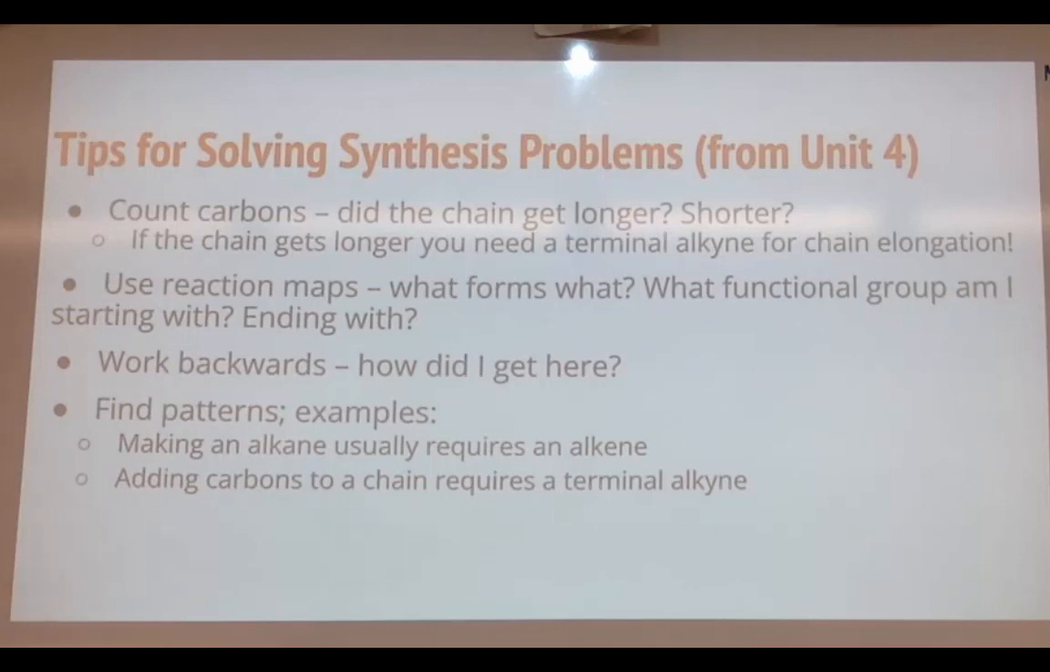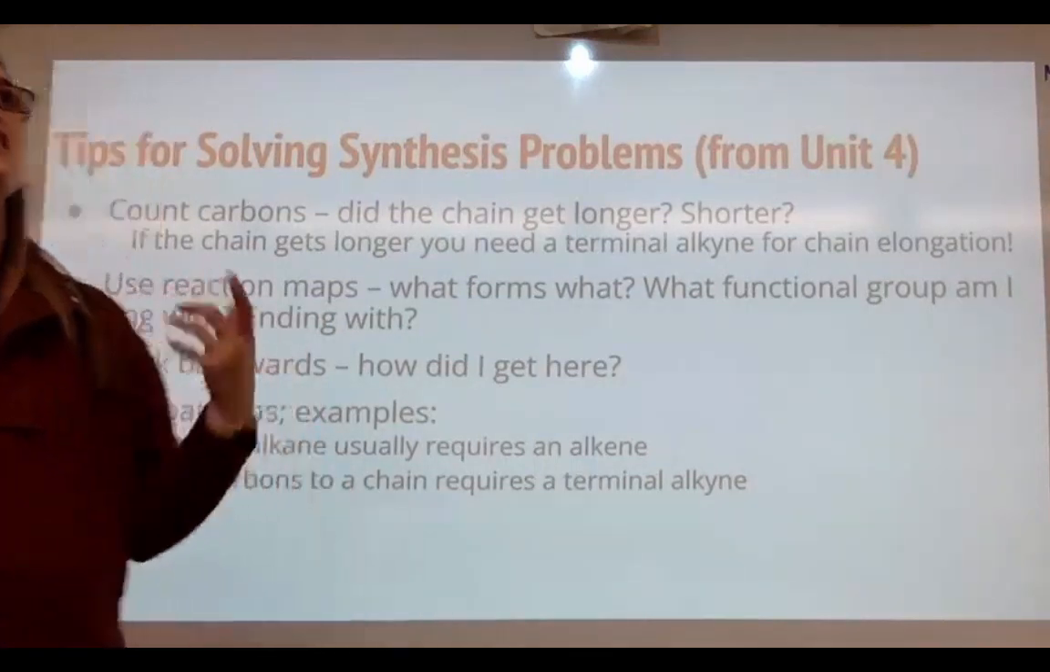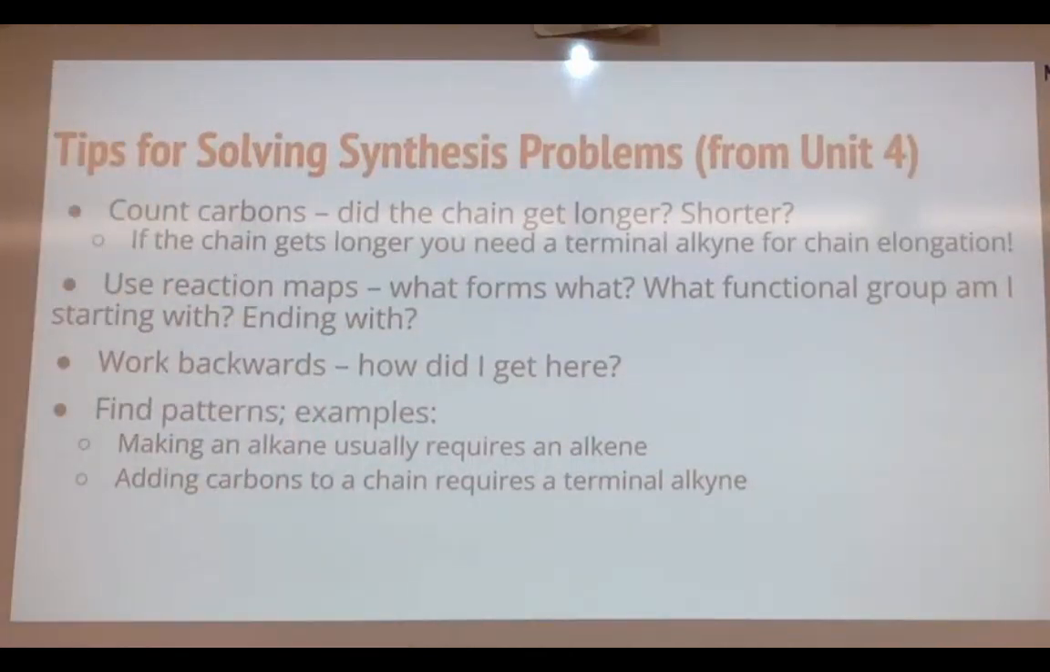So what forms what? What functional group are we starting with? What are we ending with? Is it adding Markovnikov? Is it adding anti-Markovnikov? And we can work backwards. If we need to put a Br on carbon 4, where was the double bond for us to put that bromine on that carbon? And then find patterns. Some examples: if we're making an alkane, we probably needed an alkene. Chain elongation requires a terminal alkyne in order to add more carbons to that.